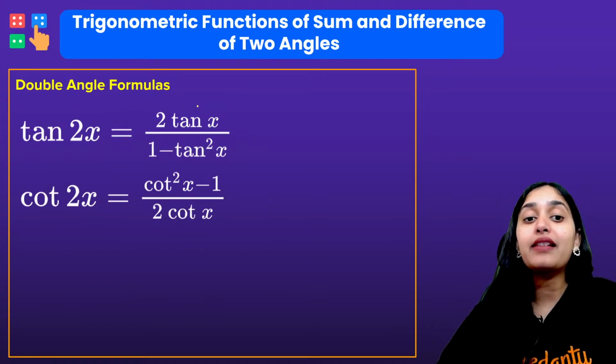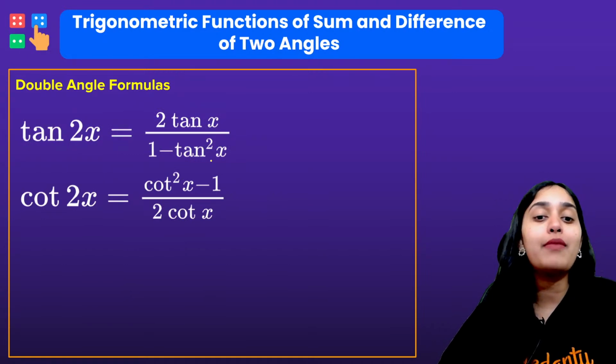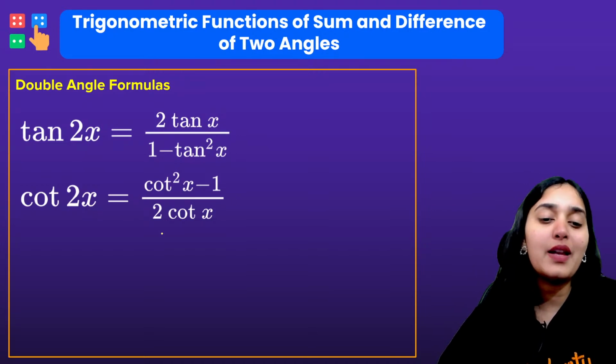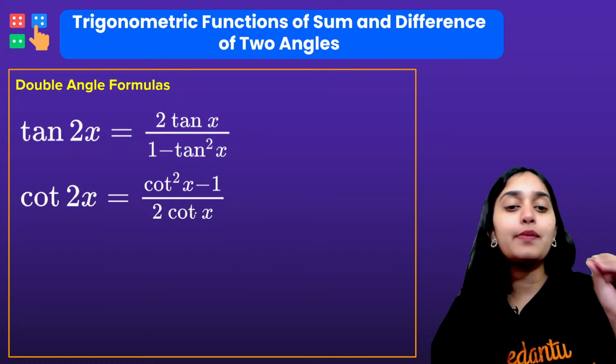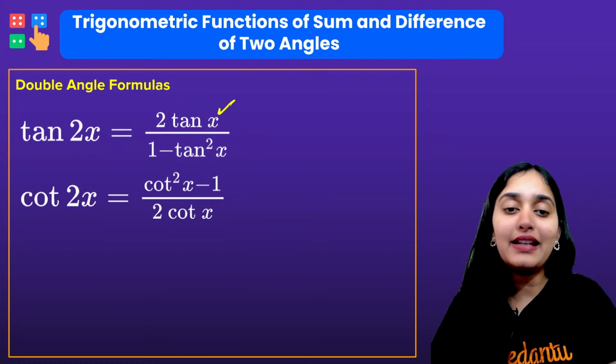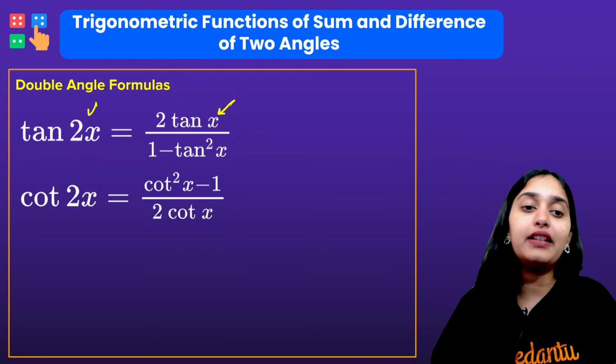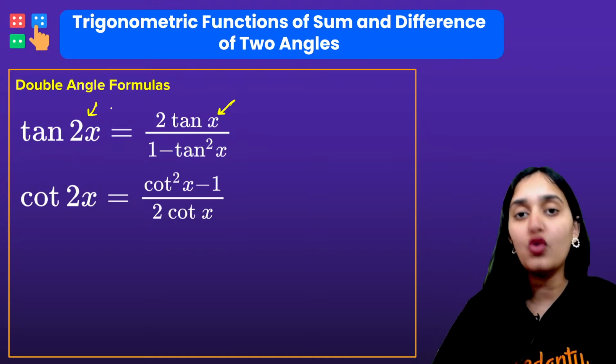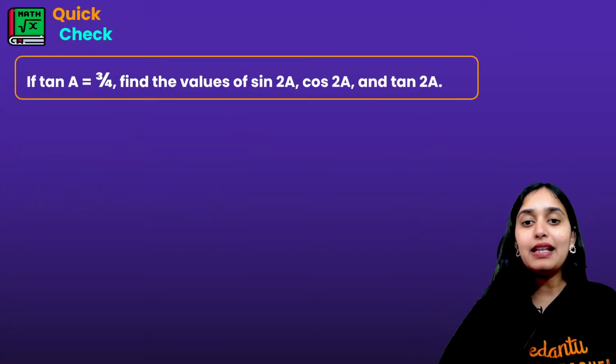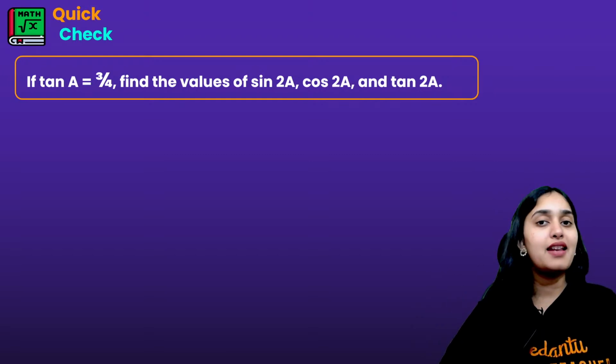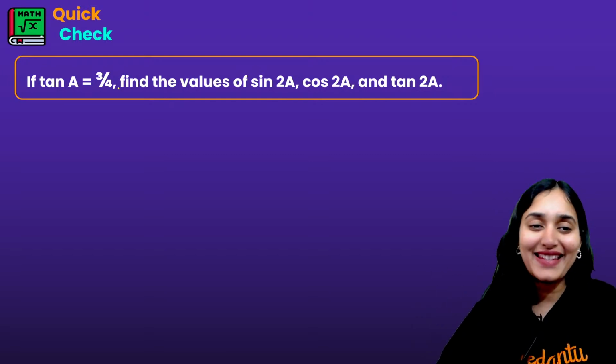And tan 2x can be written as 2 tan x upon 1 minus tan square x, and cot 2x is represented as cot square x minus 1 upon 2 cot x. Okay. So this is basically if you have a single angle value, you can find the double angle value also. Okay. Let's understand how to apply it to a question.